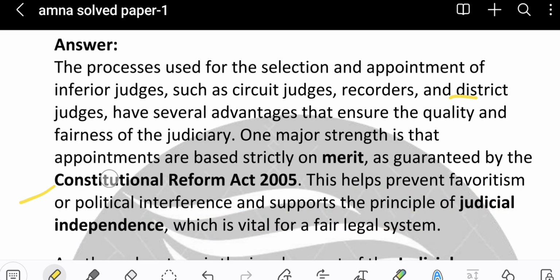So basically, favoritism means that no person is going to be selected only because they're someone's favorite, nor can political interference be involved, because there's a strict merit in appointing all the judges. So if there's strictness of merit, then it's obvious that the judiciary is independent of all the biased systems, and it is very important as well.